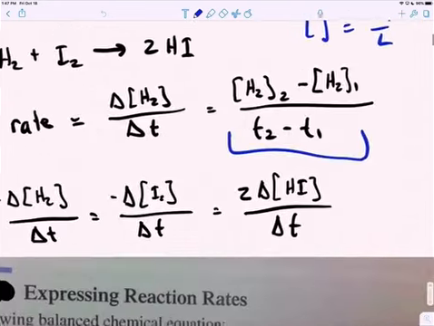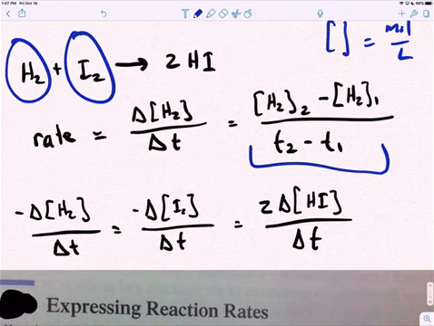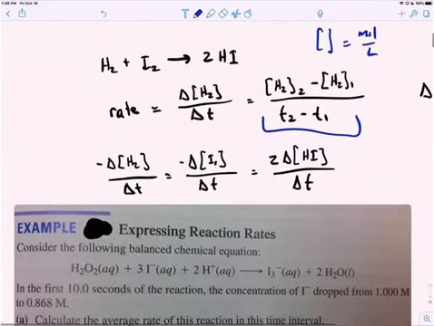From this equation here, the rate of disappearance of hydrogen is equal to the rate of disappearance of iodine. So that's where this equation comes in. It's going away, so it's disappearance. The rate of disappearance of hydrogen is equal to the rate of disappearance of iodine, which is equal to 1/2 the rate of appearance of hydrogen iodide. Why? Because there's a 2 there, the stoichiometric ratio.